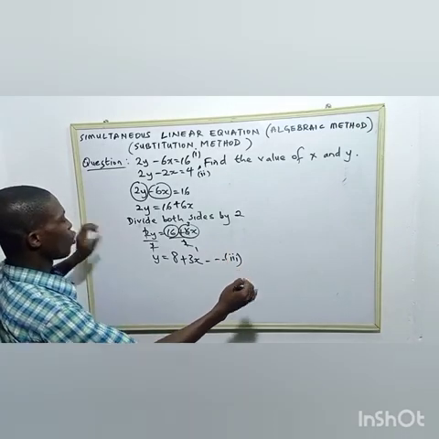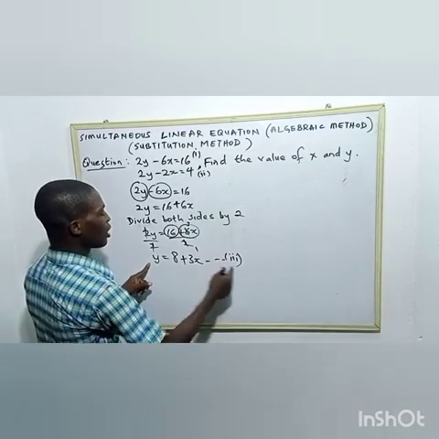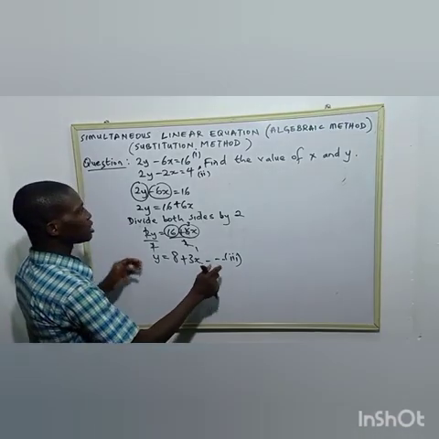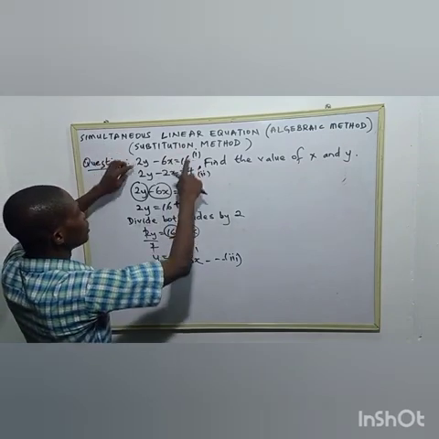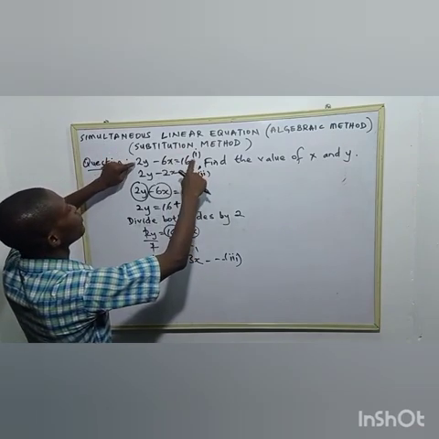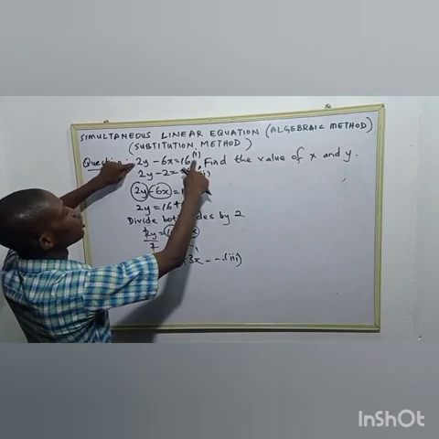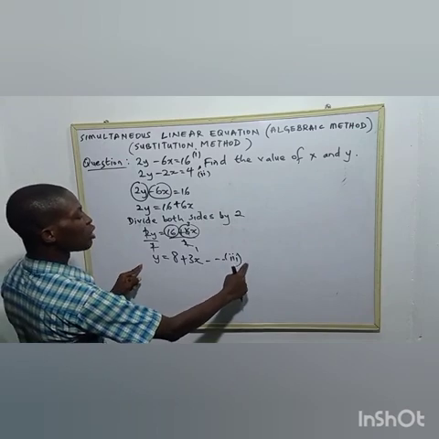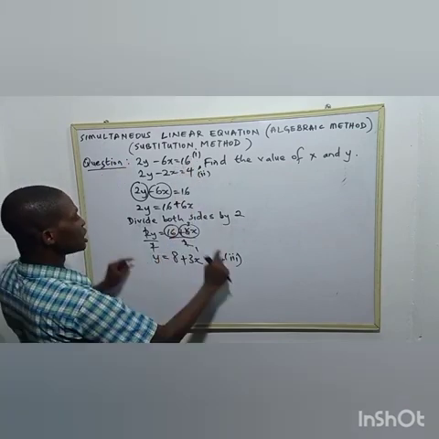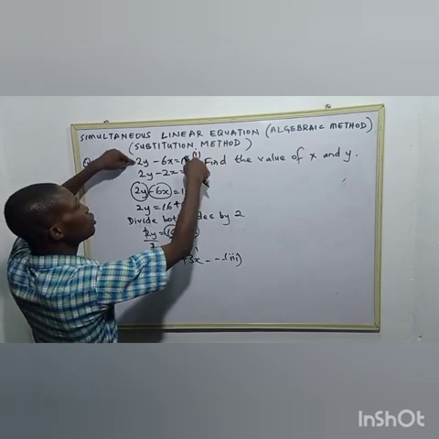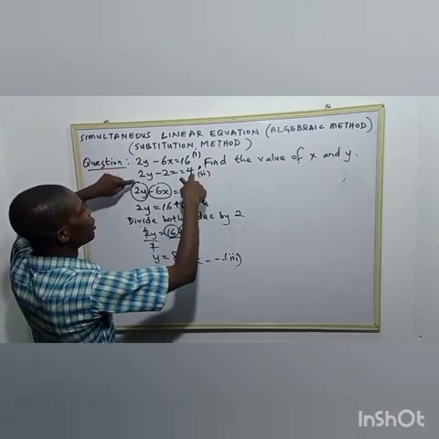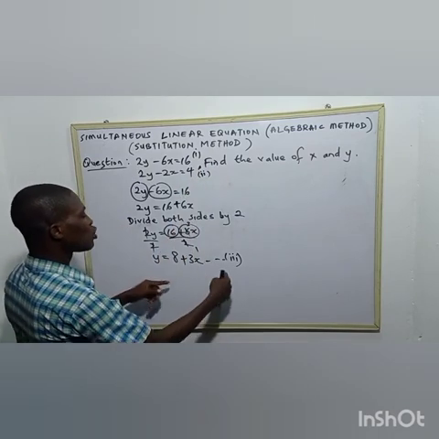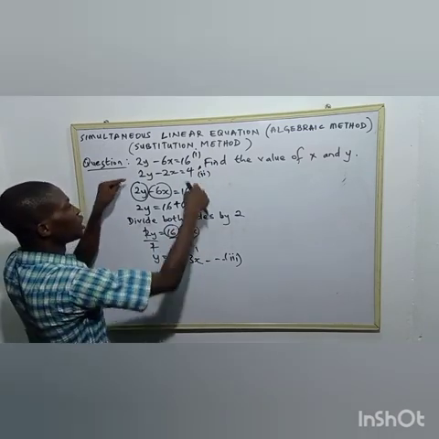So class, we have gotten the value of y. Y equals to 8 plus 3x. Since the equation 1 is the one that we used to get the value of y, it is from it that we constructed equation 3. Don't use it again when you are slotting this one. Don't slot it into this again. Pick the other equation, which is equation 2. That's where you are going to slot equation 3.